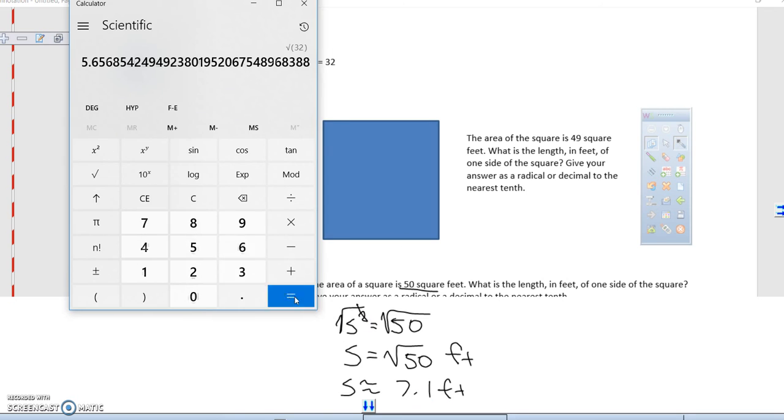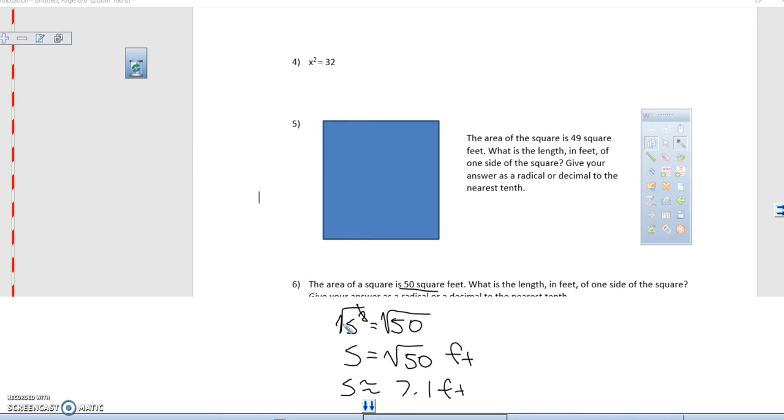Let's see how close we were. I think we did this one earlier, didn't we? The square root of 50 is about 7.1 feet.